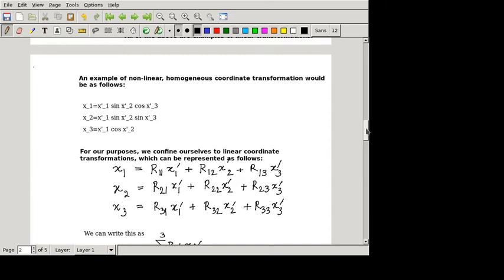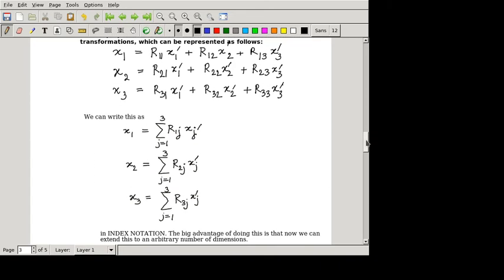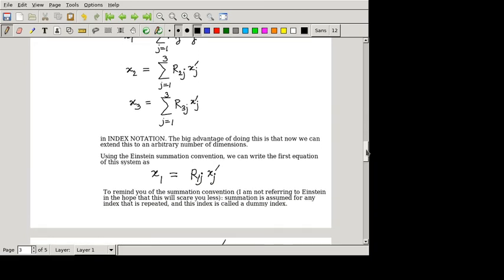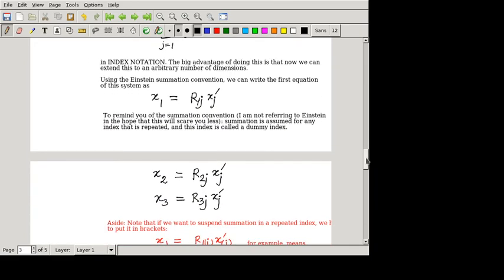We can also write this in short as follows: x1 equals r1j xj prime summed over j from 1 to 3, and similarly in index notation. The big advantage of doing this is now that we can extend this to an arbitrary number of dimensions. Using the Einstein summation convention, we can write the first equation of this system as x1 equals r1j xj prime.